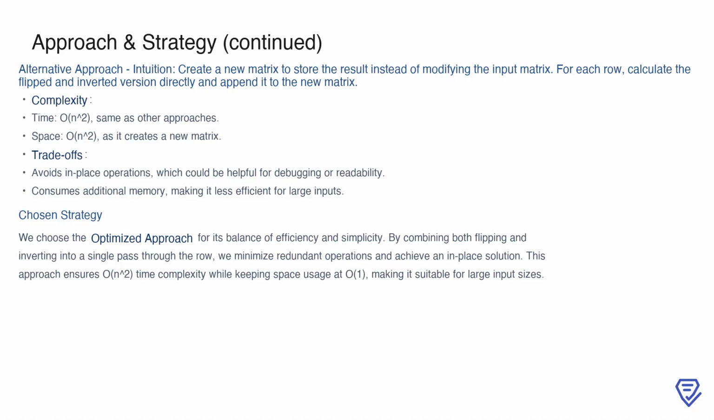Another approach to consider is creating a new matrix for the result instead of modifying the input matrix. In this method, we calculate the flipped and inverted version of each row independently and store the results in a separate matrix. While this avoids in-place operations, making it easier to debug or trace, it comes at the cost of additional memory usage.